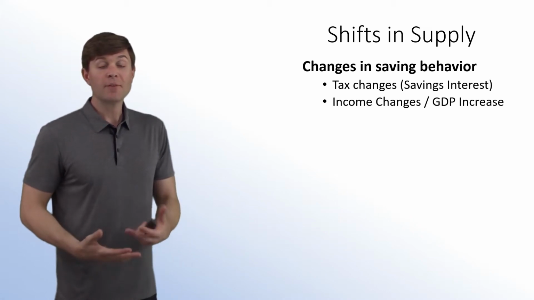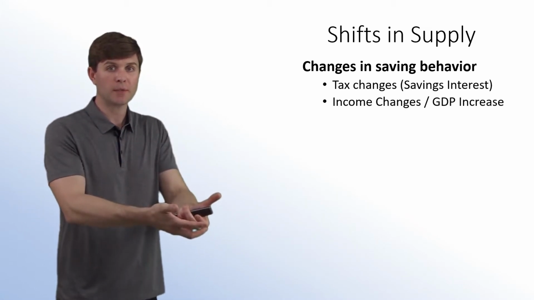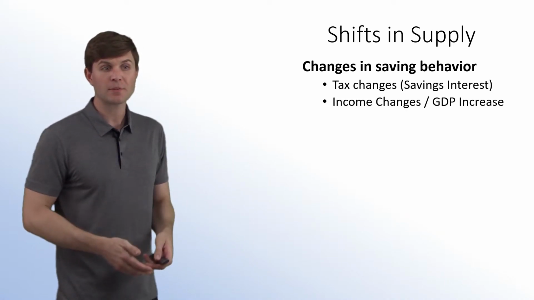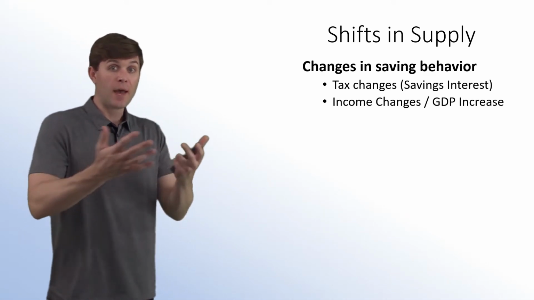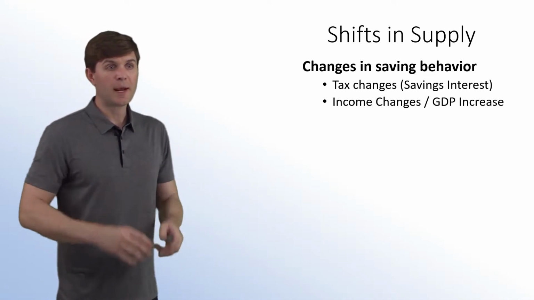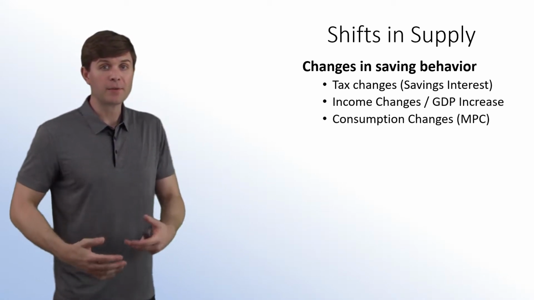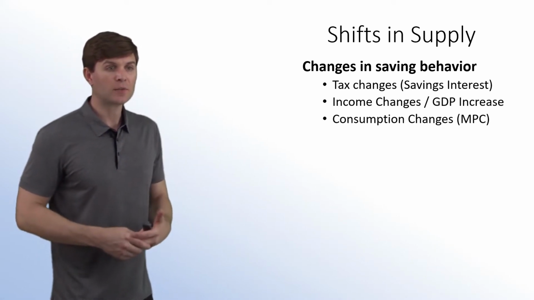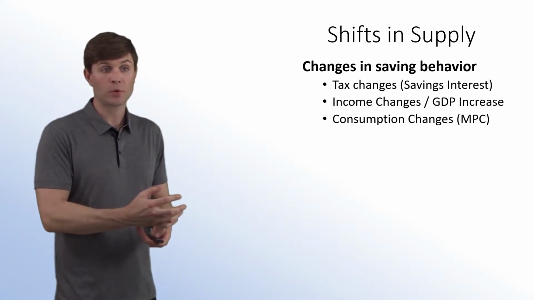Income changes. If I make more money every week, I'm going to have more to put into the bank. So my savings, the loanable funds, will go up when my savings goes up as well. Equally, a GDP increase means that real incomes are going to increase as well, so keep an eye out for that one. All right, consumption changes. If I spend more of my money, if my MPC goes up, that means my MPS is going to go down. So anything that causes our MPC to increase is going to decrease the supply of loanable funds.